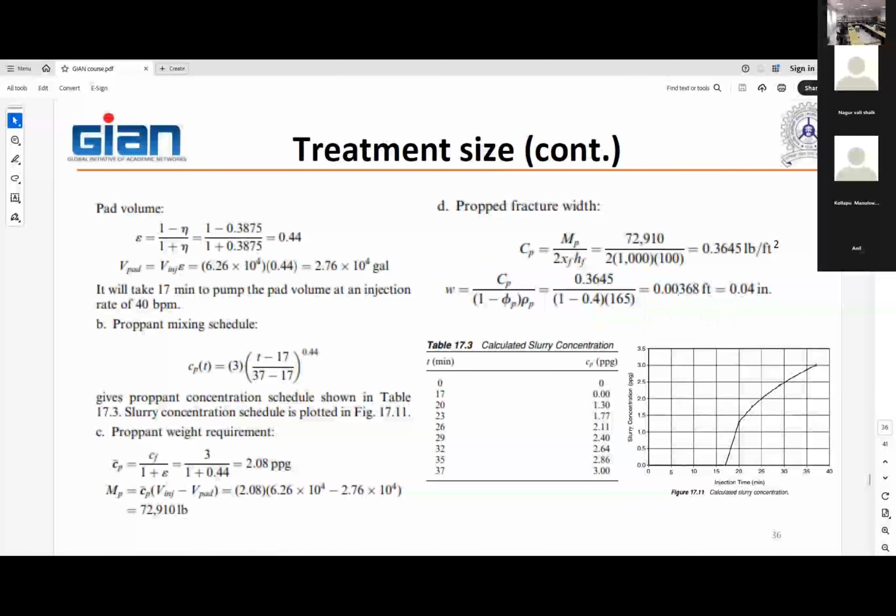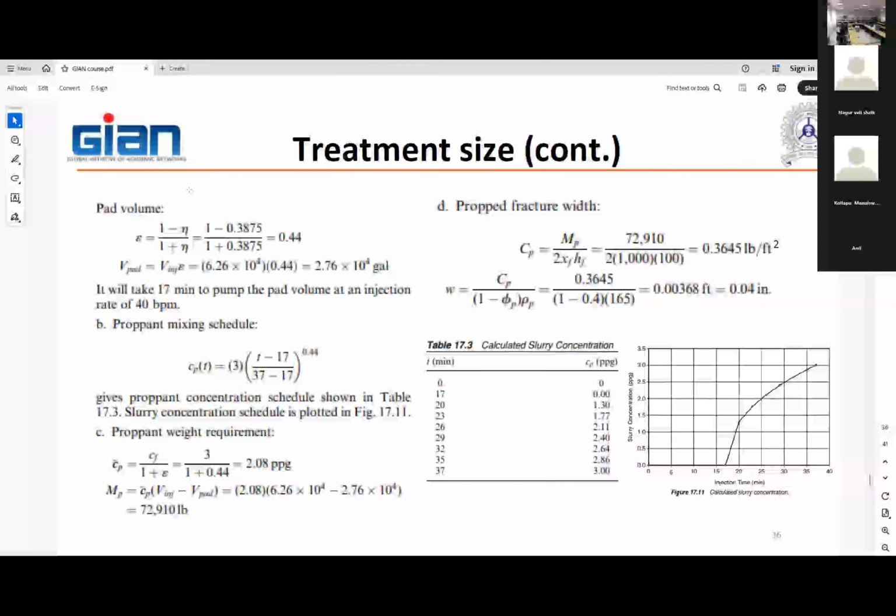So you get about 0.00368 foot, which equates to about 0.04 inches. So this is the average width of the fracture, which is 0.04 inches. Okay, it's a bit on the lower side, but yeah, this is the calculation.